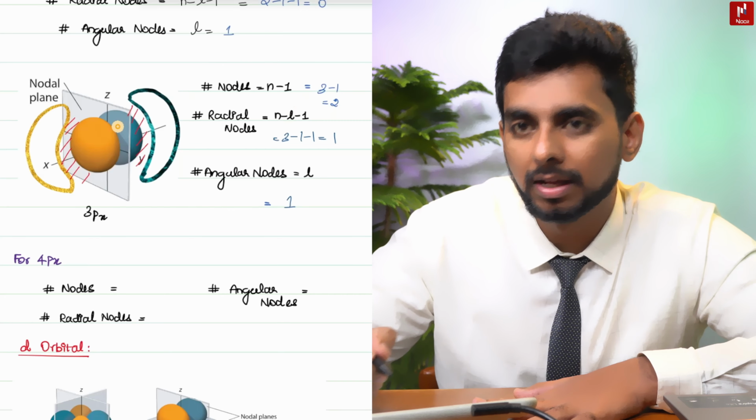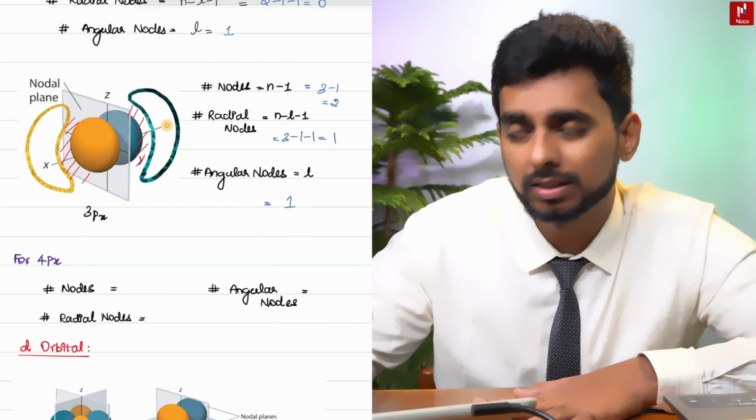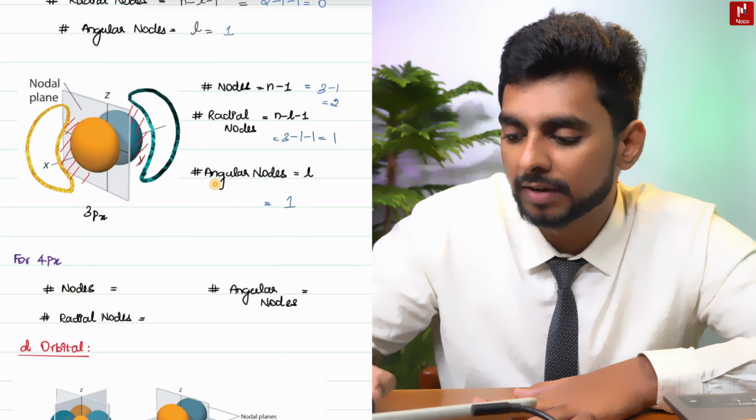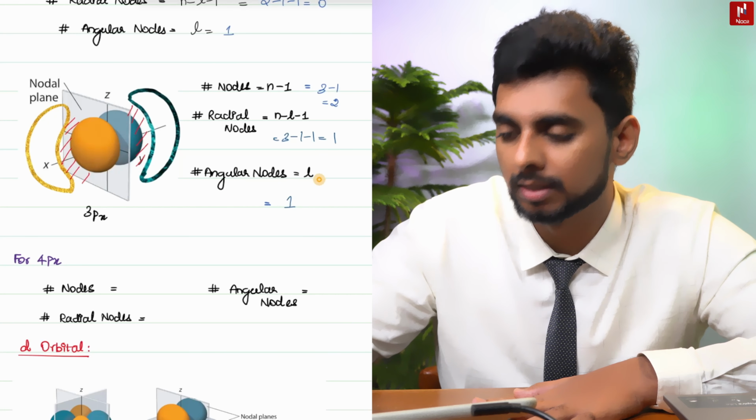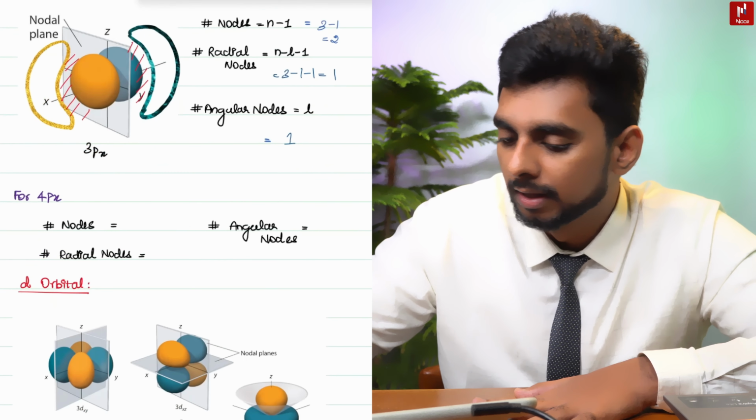Fine. So you should be clear by this time whether they give you 3px or 4px, 5px, whatever it is, number of angular nodes possible is just 1 because it is just equal to azimuthal quantum number, isn't it? Which is like L. Got it?